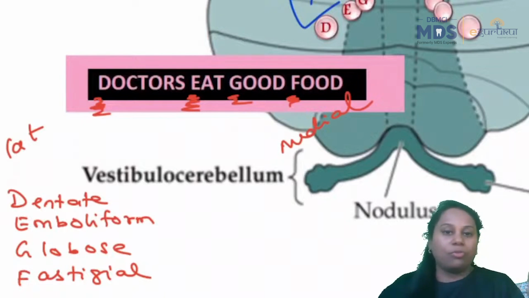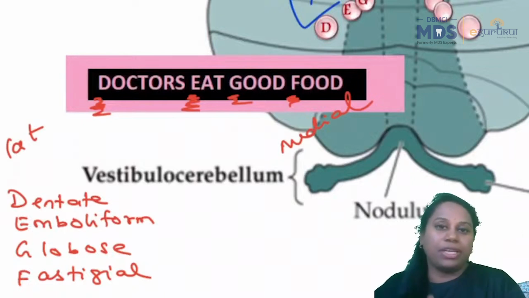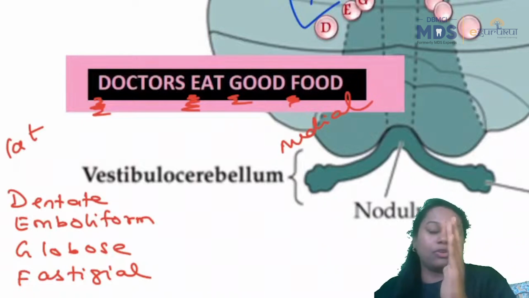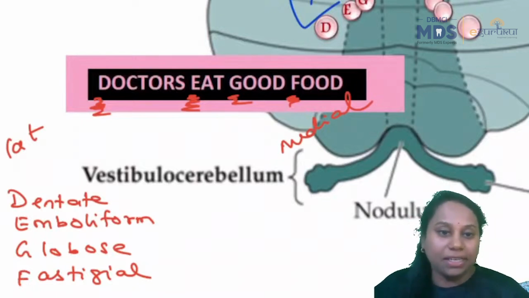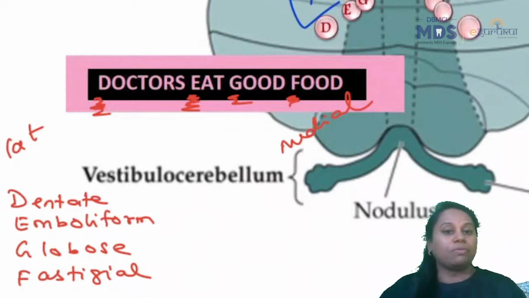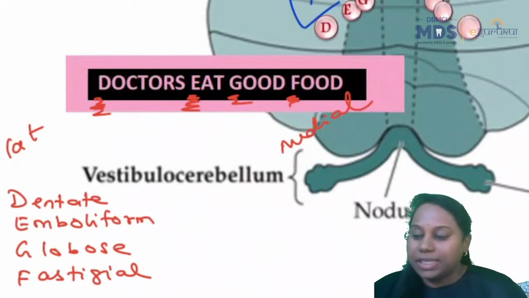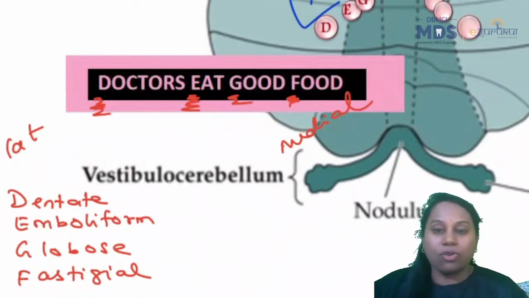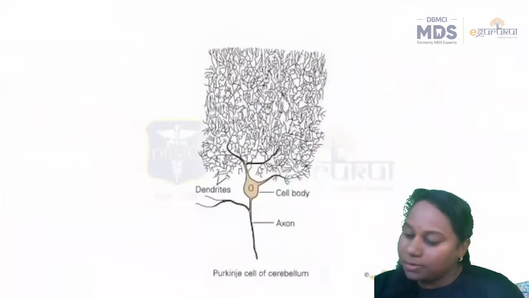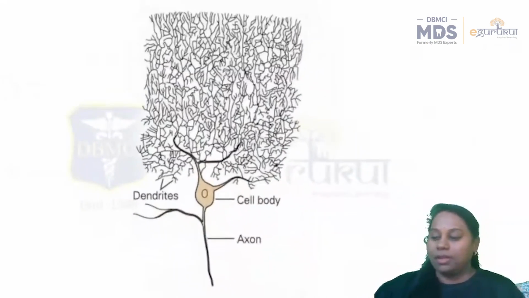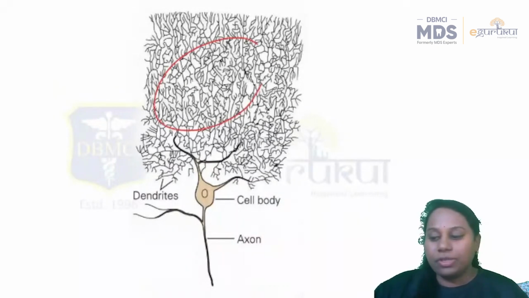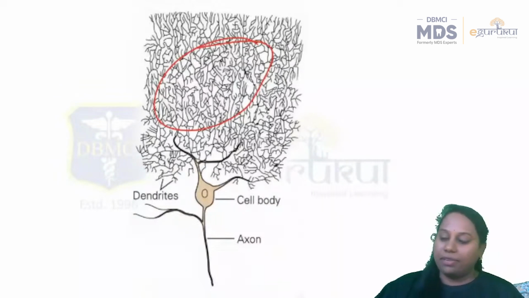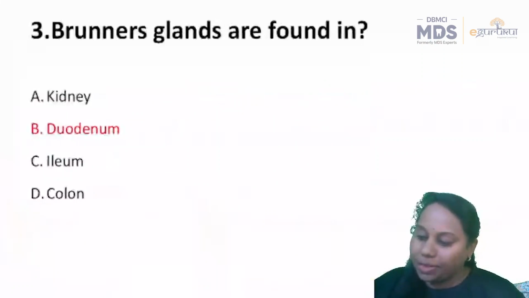So the mnemonic, lateralmost nucleus is doctors eat good food. D, dentate is outermost. F, fastigial is medialmost or innermost. Doctors eat good food from outermost to innermost. D, E, G, F. Dentate, emboliform, globose and fastigial. These are the different nucleus of the cerebellum. So this is the Purkinje cell, and the question was Purkinje cells are present in cerebellum. With the diffuse dendritic connections, you can easily identify the Purkinje cells.